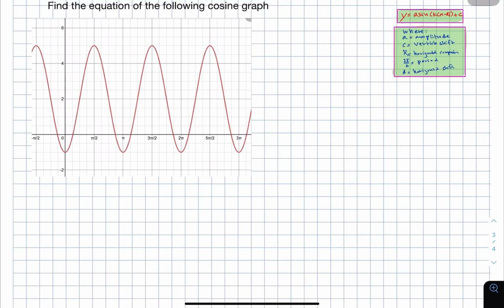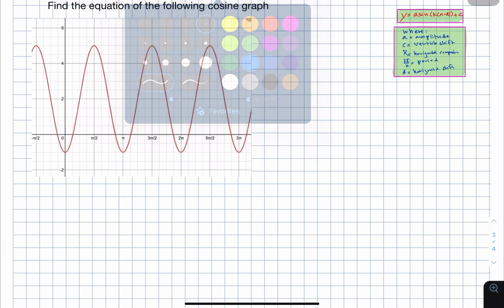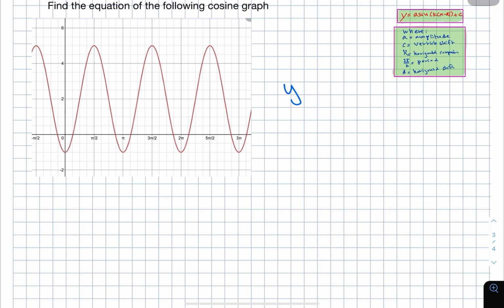Today we will find the equation of the following cosine graph. The first thing we should note down is that this is the cosine graph, which means y equals cos of x. Now, let's figure out the period.